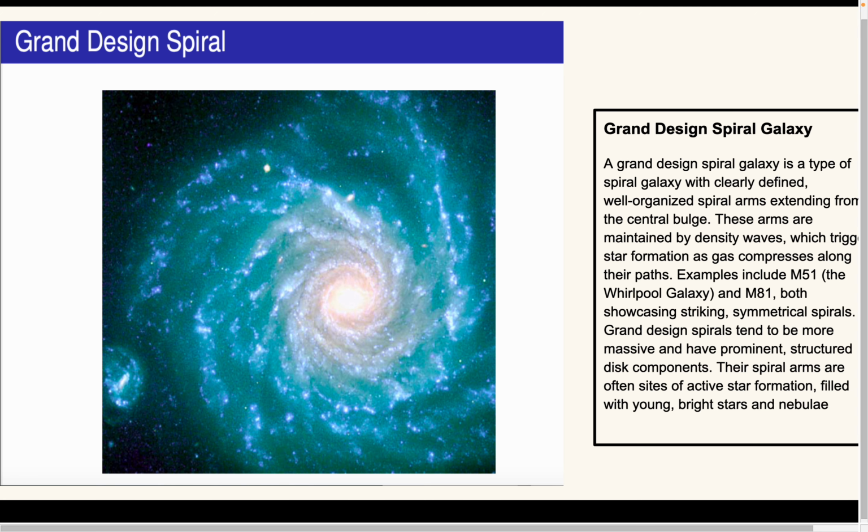The next type of galaxy is the spiral. We will discuss the spiral galaxy or the grand design spiral galaxy. A grand design spiral galaxy is a type of spiral galaxy that is clearly defined with well organized spirals present within it. From the central bulge, spiral arms are being emitted, you can see. These arms are maintained by a density wave, which is triggering star formation as the gas compresses along their path.